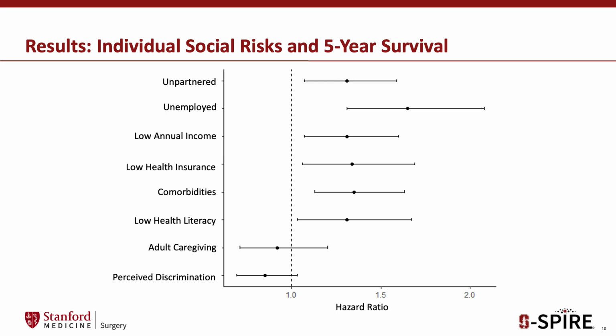So this figure demonstrates hazard ratios for individual social risk at 5-year survival. So this is the line of statistical significance here vertically. As we know, if the horizontal lines cross the vertical lines, then the hazard ratio is not statistically significant. So you can see that with the exception of adult caregiving and perceived discrimination, all other risk factors did not cross the vertical line, and they are statistically significant.